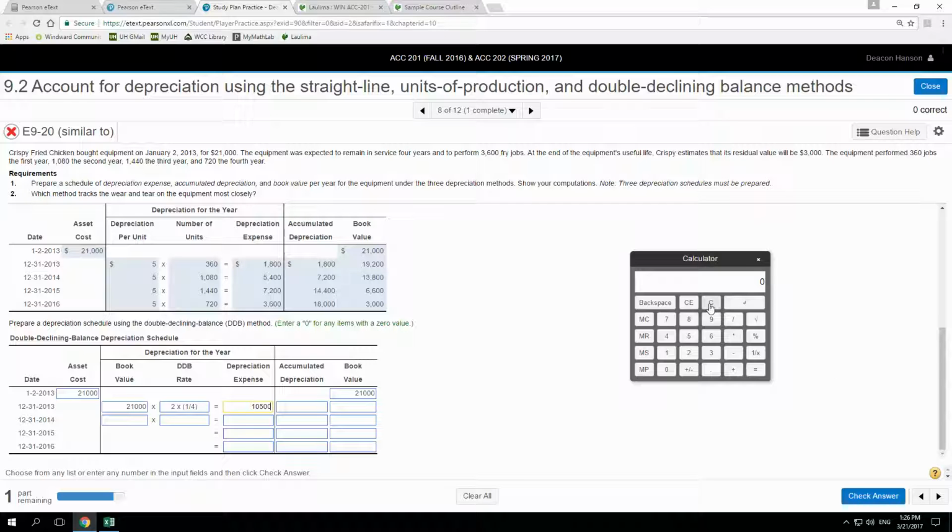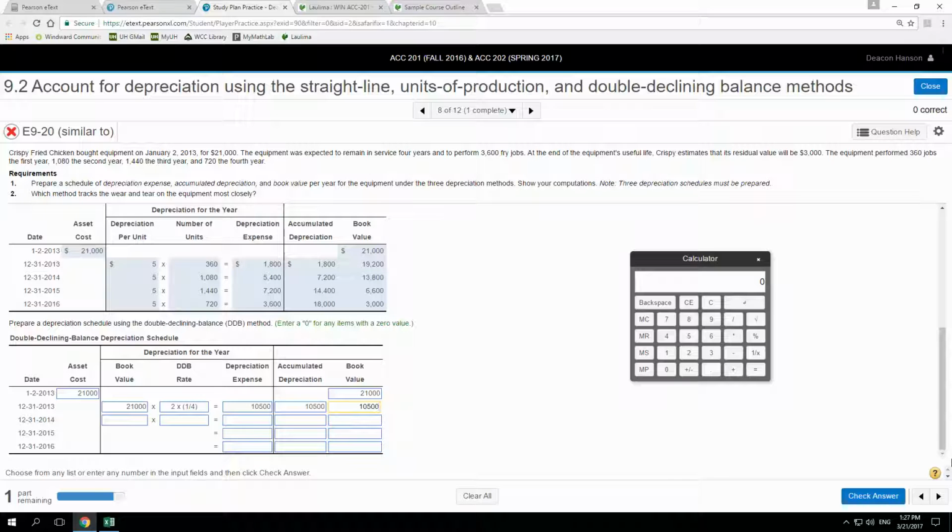If you take half of 21,000, we can do it longhand. We can go 21,000 times 2 times 0.25, which is 10,500. If you do it the way they have it laid out, at the end of year 1 you will have accumulated depreciation of 10,500. So the book value will be your cost of 21,000 minus 10,500, so your book value ends up being 10,500.